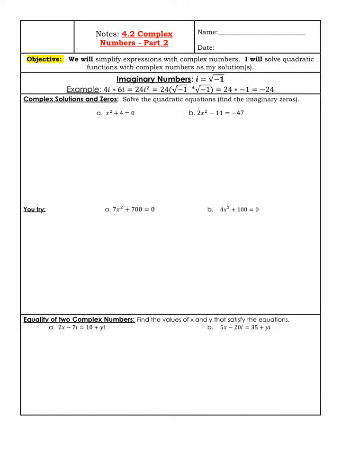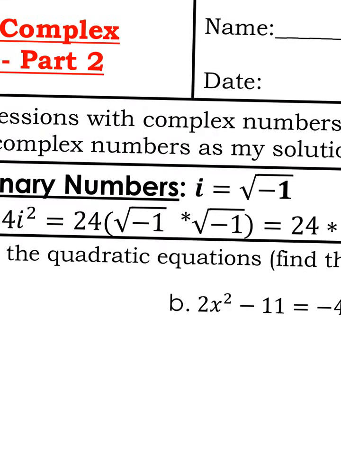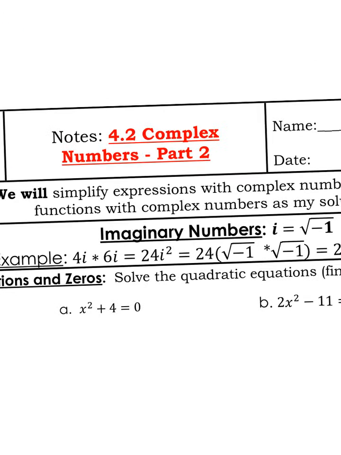Just to recap, what is a complex number? A complex number is something that involves an imaginary number, and an imaginary number has a square root of a negative. So by definition, we use the letter i for imaginary, and we assign it the value of the square root of negative 1. And then I just put an example right here.